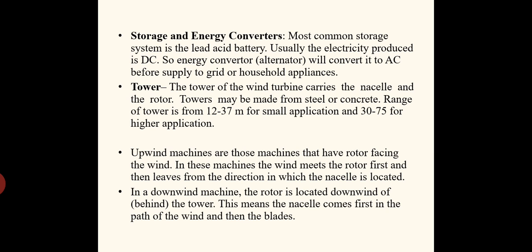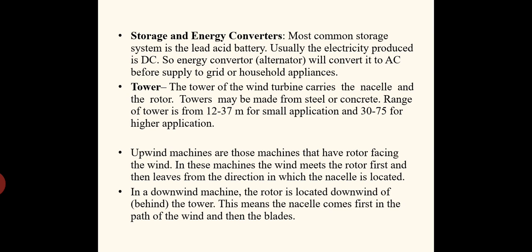Now sometimes you might have heard about upwind machines and downwind machines. Actually it is not a classification of the wind turbines, that's why I have not included it in the classification, but still we can say there are two types of wind turbines: upwind machines and downwind machines. Upwind machines are those that have the rotor facing the wind. If the hub comes in contact with the wind first, then we call it an upwind machine. Behind the hub we have the nacelle. In these machines, the wind meets the rotor first, then leaves in the direction where the nacelle is located.